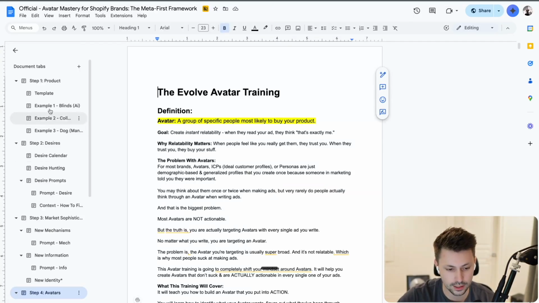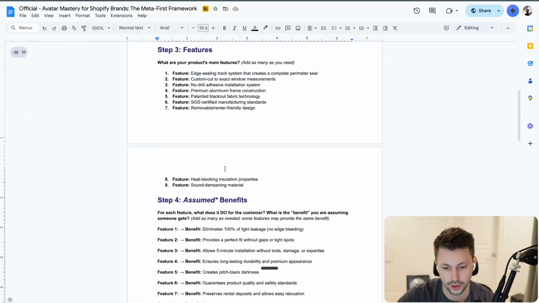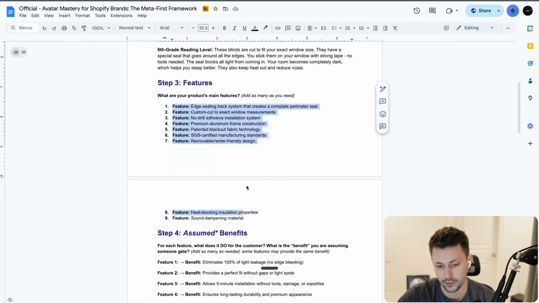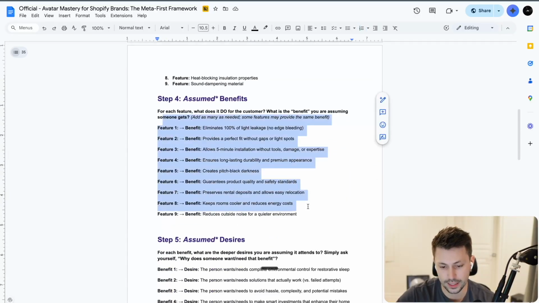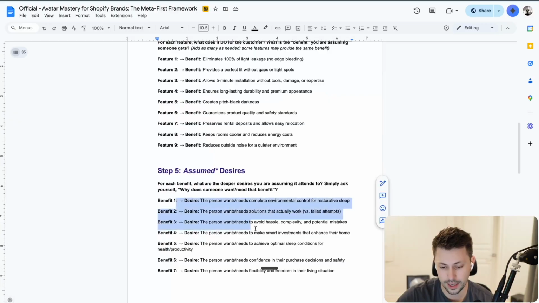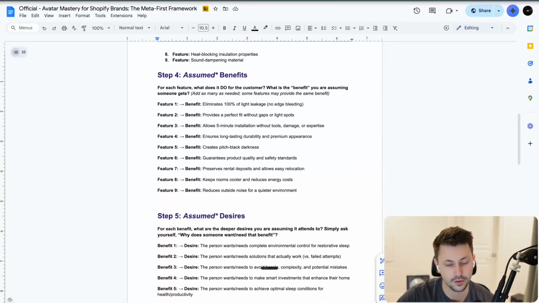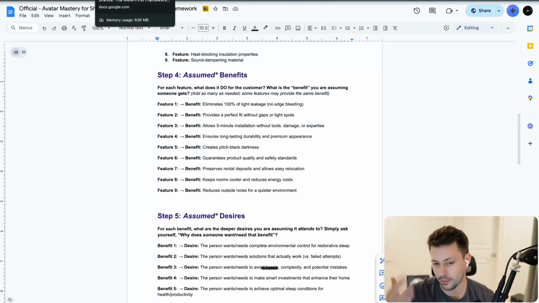And just before you guys get confused, I'm actually going to go back here and show you how this actually worked. Essentially, we had these features here, and then we had these assumed benefits, or the benefits that we're assuming these features lead to. And then we have the desires that are behind them. So again, if you guys need a better way of understanding desires, go back and watch the desire video.